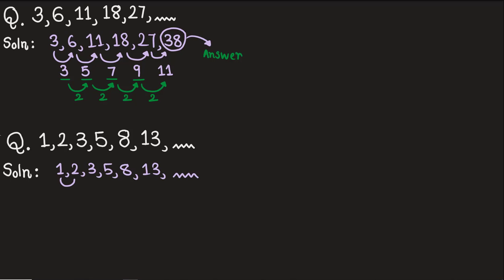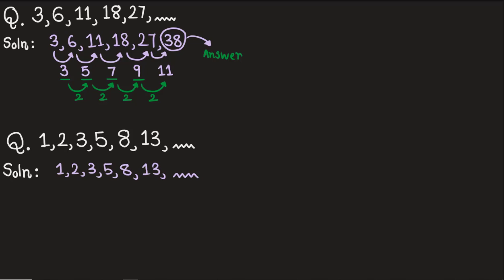So the difference here between 1 and 2 is 1. Then 2 and 3 is again 1. Then 3 and 5, it is 2. 5 and 8, it is 3. Then it is 5. So do we see any relation in this? We clearly don't see any relation between the differences. So this try would not give us an answer. So we will remove this trial from here.